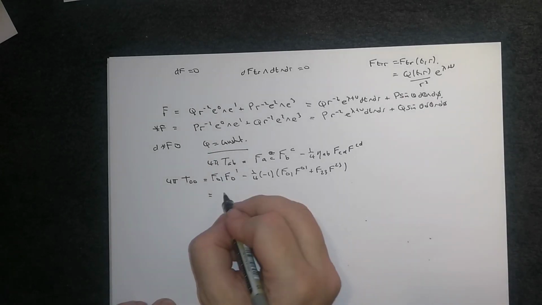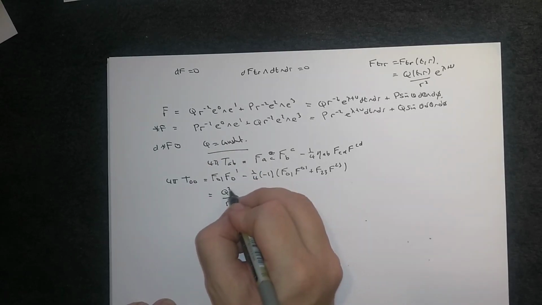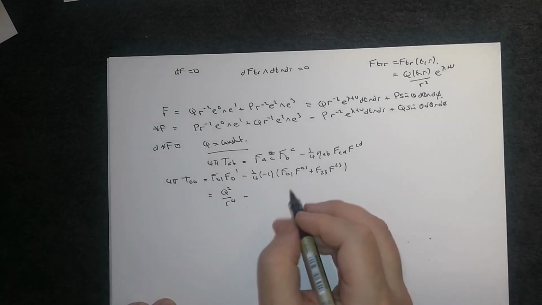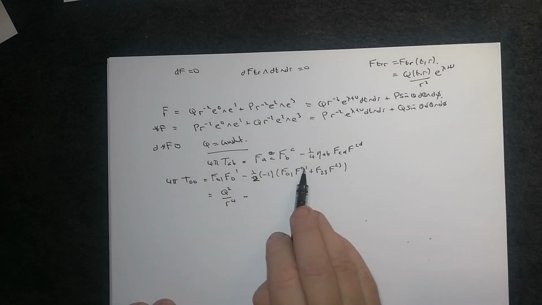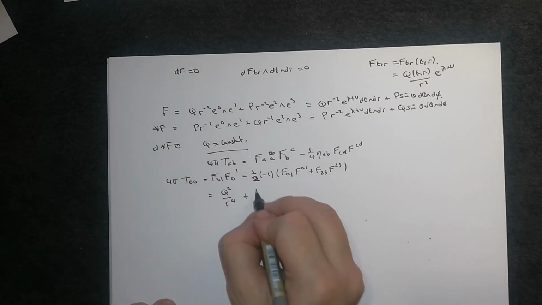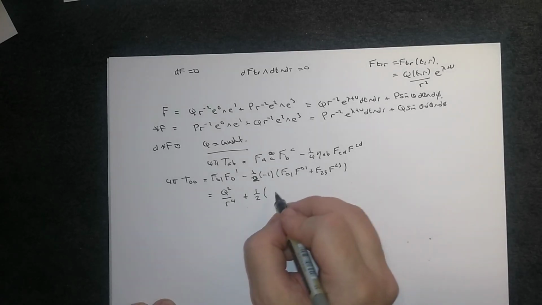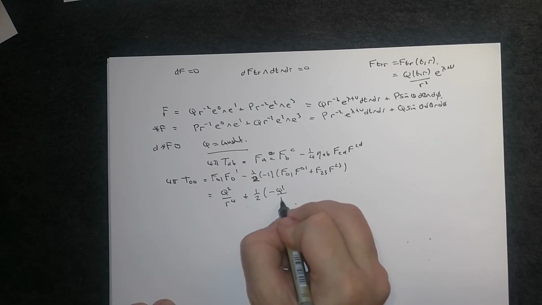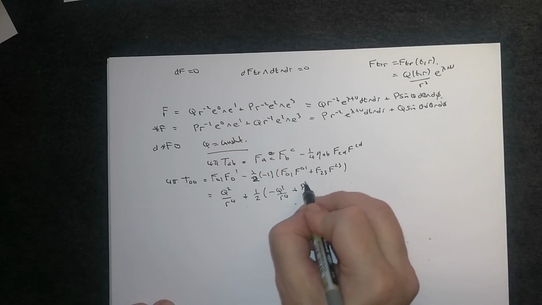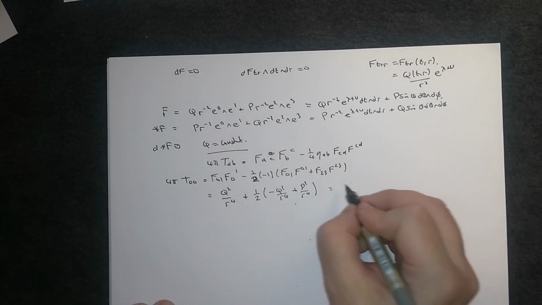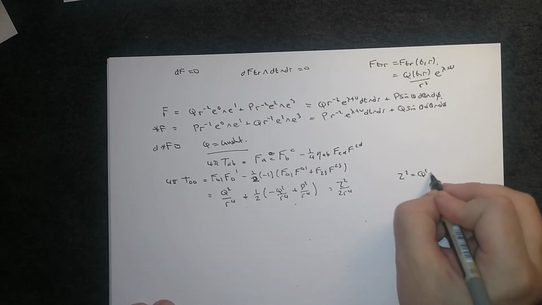F01 is going to be Q over R squared. That gives exactly the same thing. Actually, that's double because you'll get 1 0, 1 0 as well. So we have plus a half into, that's minus q squared over r to the 4 because I've had to raise 0. And that's plus p squared over r to the 4. So that's z squared over 2r to the 4, where z squared is q squared plus p squared.